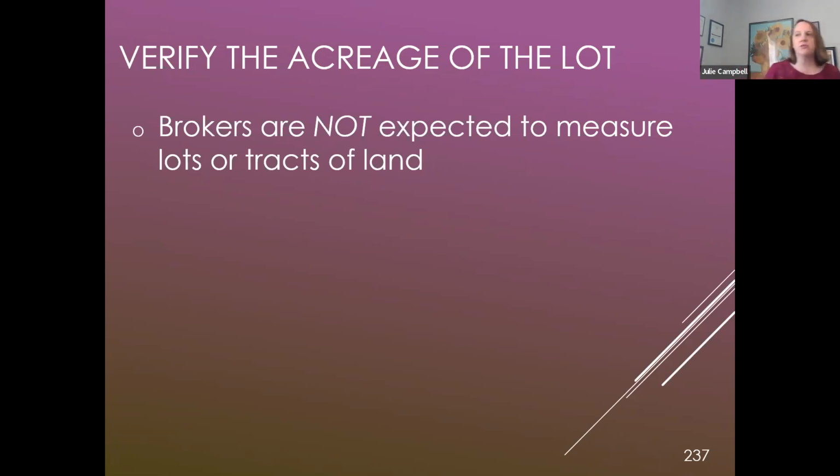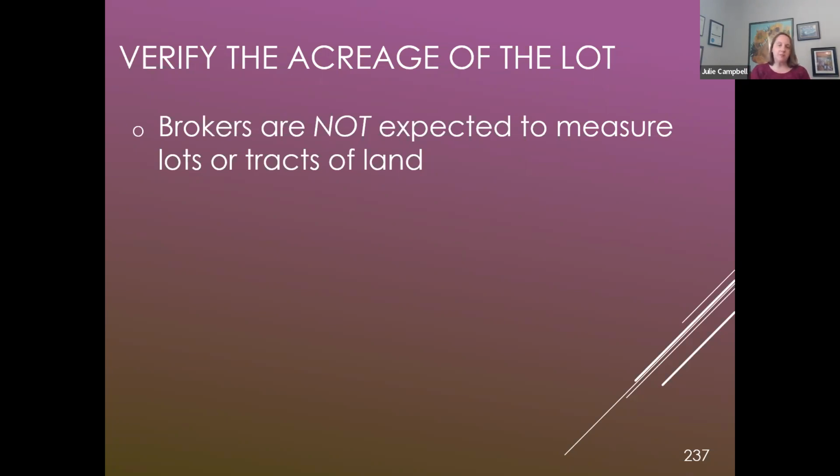So when it comes to knowing the acreage of the lot, we are not expected to measure the land. How do we get that information? Ideally, if the seller has a survey they're willing to share, that's the best place to go. We can go to GIS, get tax records. Use those with a grain of salt. Not all tax records are accurate, so I would even go over those with the seller if that's your source, and make sure there's no discrepancy from what they thought was their acreage or lot size.